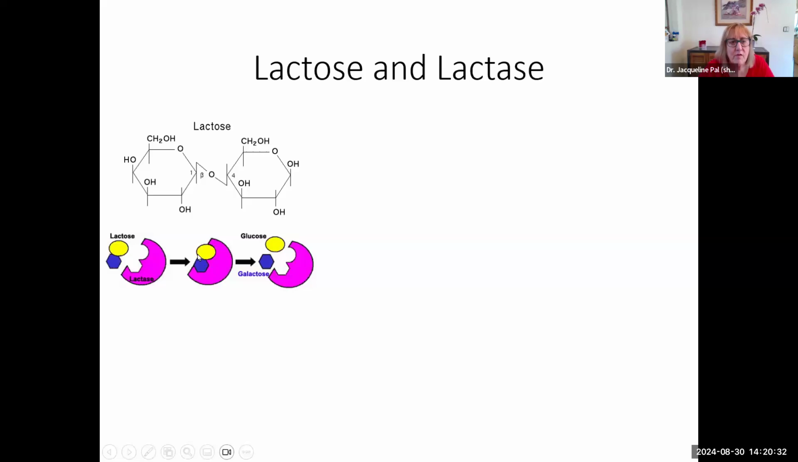Okay. The bonds between, right here, this bond is broken, and it's going to give us our reaction products, which in this case is two monomers, a glucose and a galactose, two sugar monomers. And then we have our enzyme lactase ready to work again.